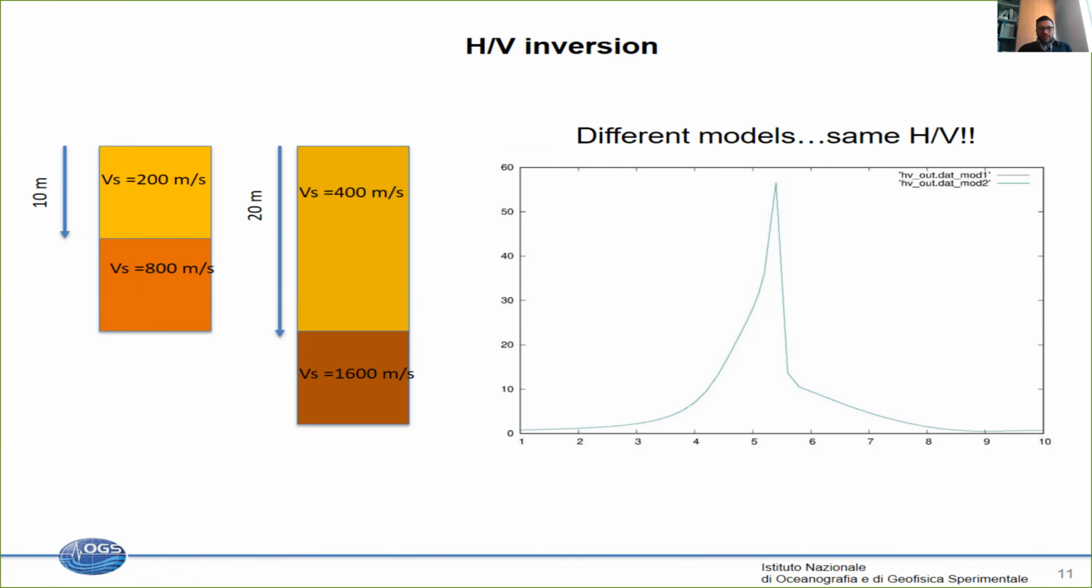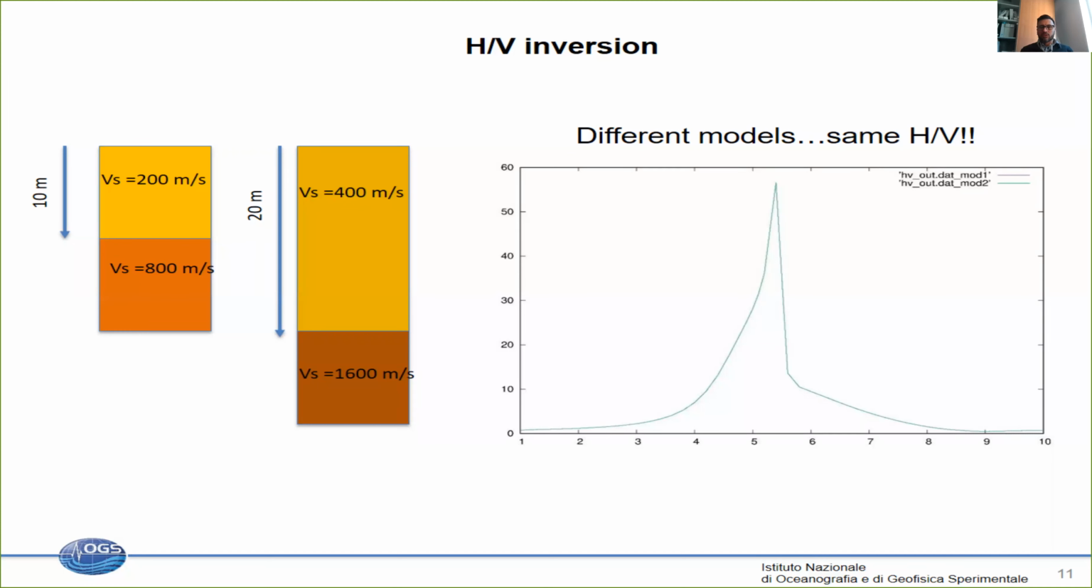Do you remember yesterday we started discussing a little bit the usage of H over V? We came to the point that since H over V is in some way related to the shape of a ratio, it's related to the underground structure, one could try to retrieve information of the underground structure directly by inverting the H over V. So looking for the model that would be able to reproduce the H over V that is observed in the field. But I showed you an example where the H over V, also for two different models, can show exactly the same shape.